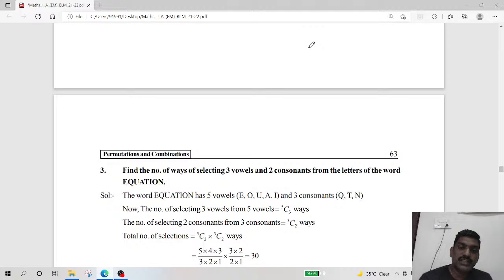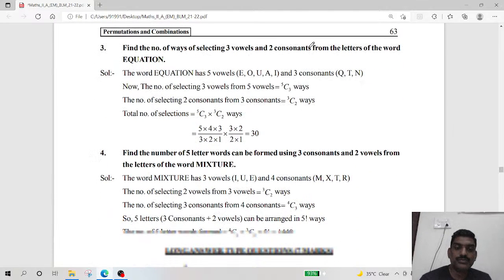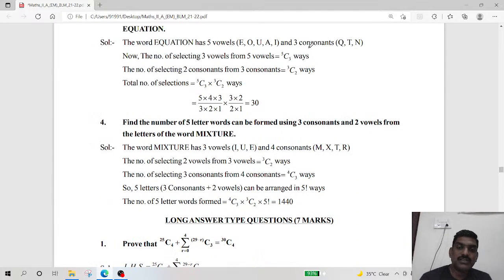Find the number of ways of selecting 3 vowels and 2 consonants from the letters of the word equation. In this, 5 vowels are there, 3 consonants are there. Then the number of ways of selecting 3 vowels out of 5 vowels and 2 consonants out of 3 consonants. Why multiplication? The process is continuous, so multiplication theorem: 5C3 times 3C2.